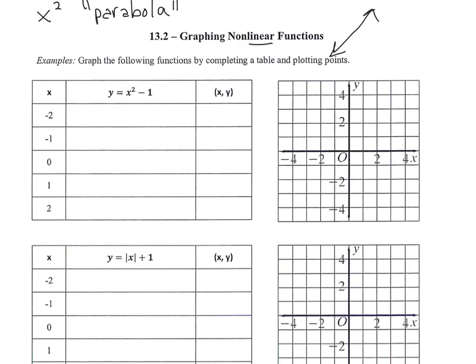Now, parabolas can make either U's like this or U's upside down. So if you see an X with a square term, they make parabolas. If you see an absolute value sign, these are just called absolute value functions, and they make V's. So they look like this, an upside down V or a right side up V.